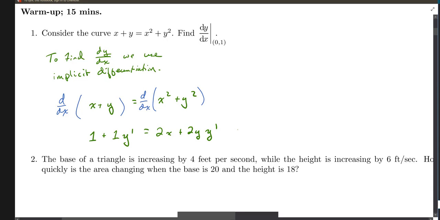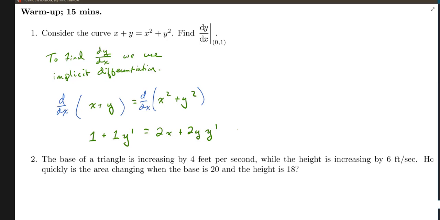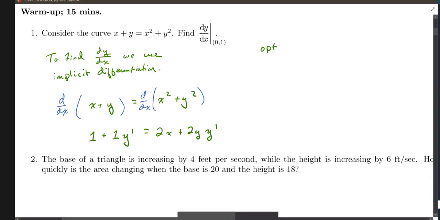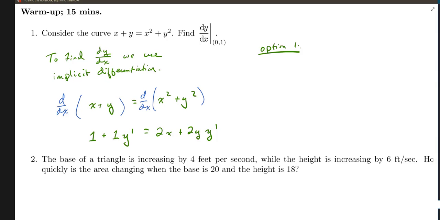So now what do we do? Well, here I have kind of two options. Notice I didn't ask you to find dy dx. Since I didn't ask you to find dy dx, what could you do right off the get-go? You could go ahead and plug in 0 for x and 1 for y right now, and then solve for dy dx. So we could go ahead and do that, and so I'll do that here.